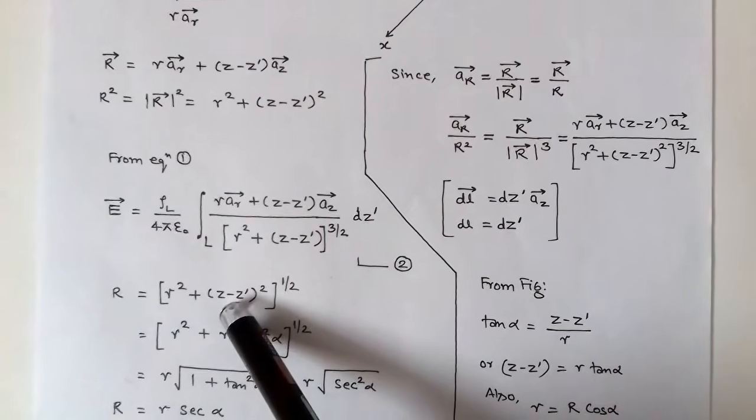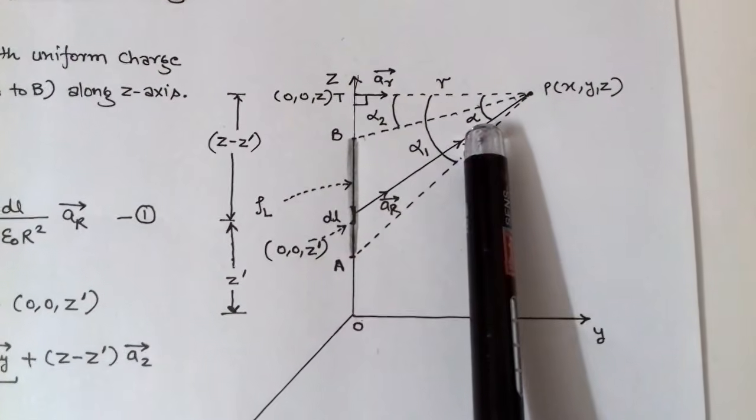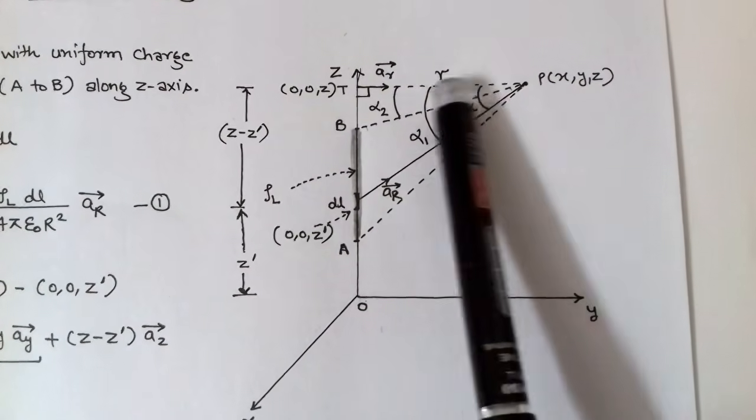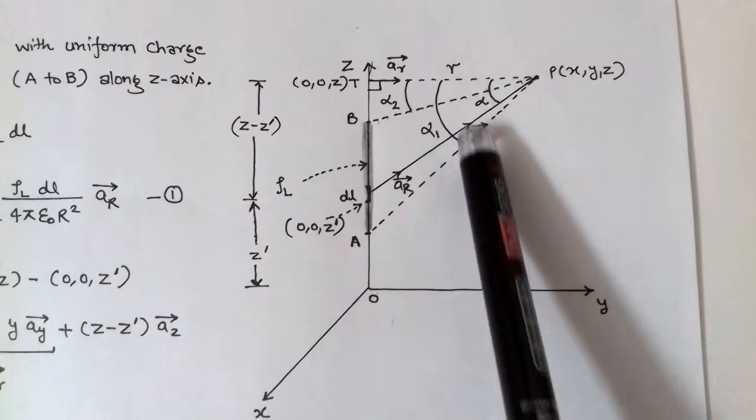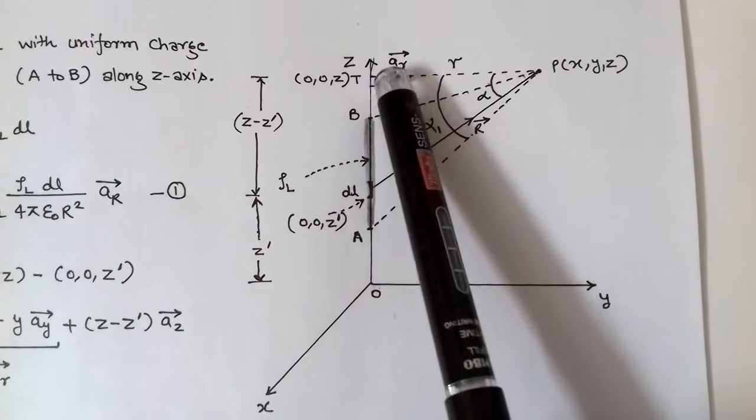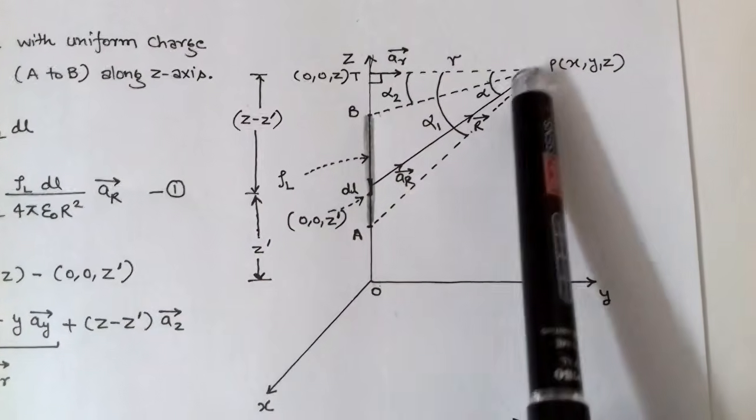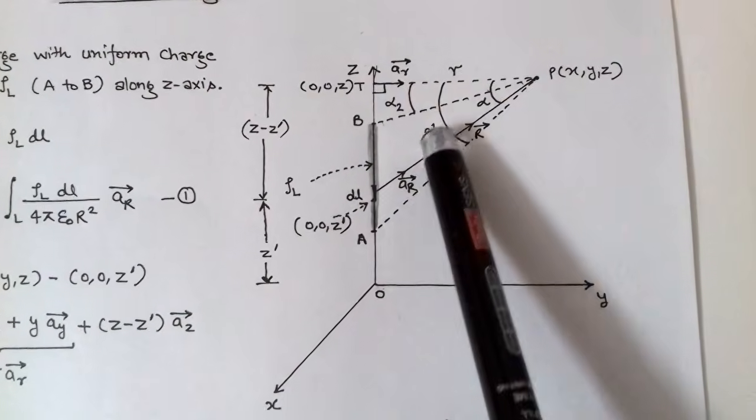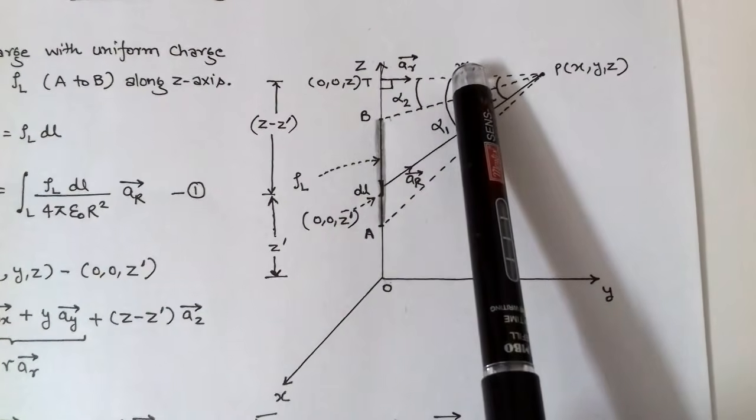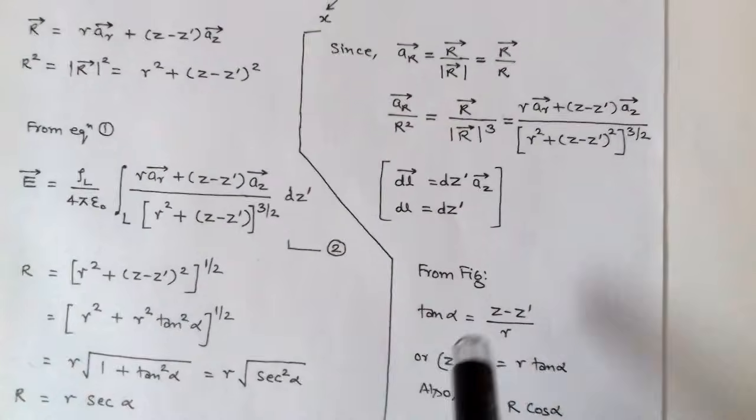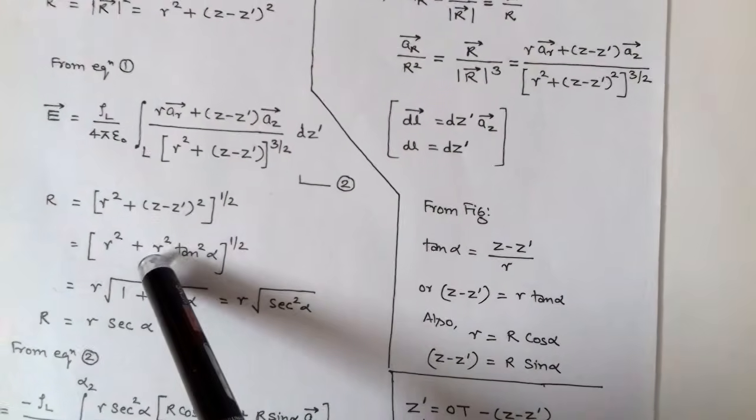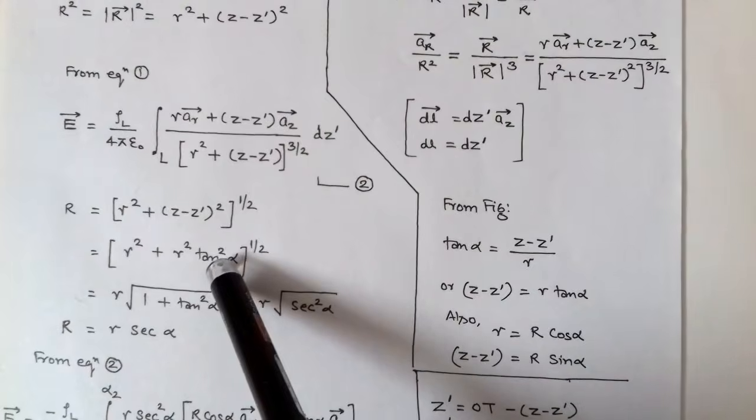Now in place of z minus z dash, from the figure, alpha is the angle made by the position vector capital R with respect to the perpendicular distance. So tan alpha is perpendicular upon base. We take this triangle, the triangle DL P and T. Here the perpendicular is z minus z dash upon r. So z minus z dash equals r tan alpha. So in place of z minus z dash we can write r tan alpha. So it becomes r square tan square alpha.